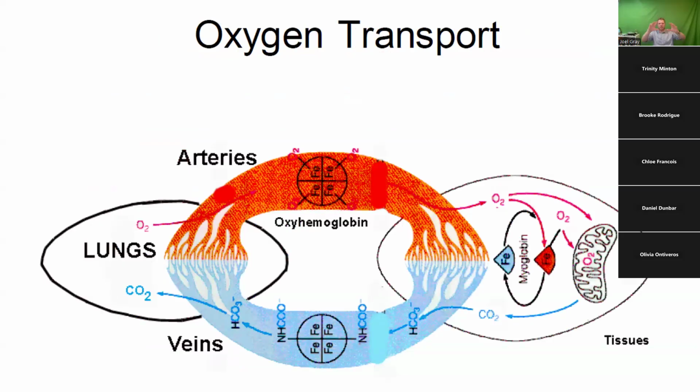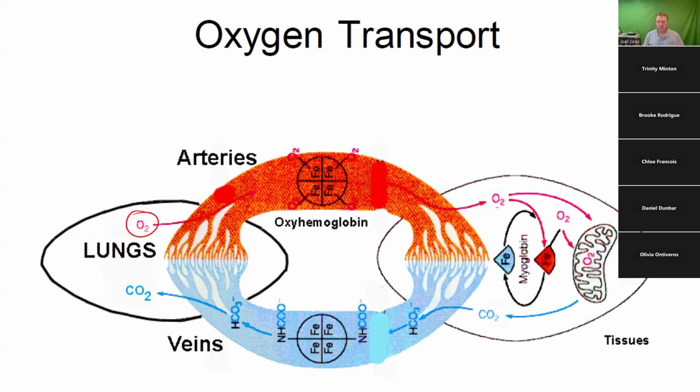Oxygen transport, this is kind of our overview of what's taking place. In the lungs, we've got a high concentration of oxygen. In the tissues, in our muscle tissues, we have a low concentration of oxygen. But you know what?